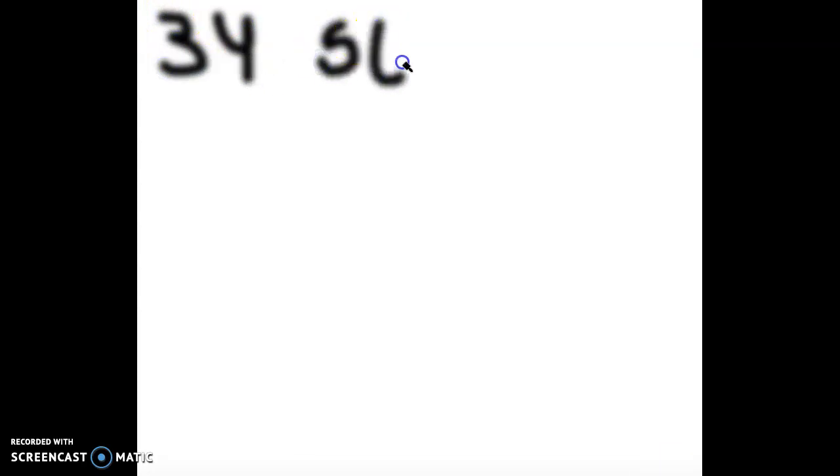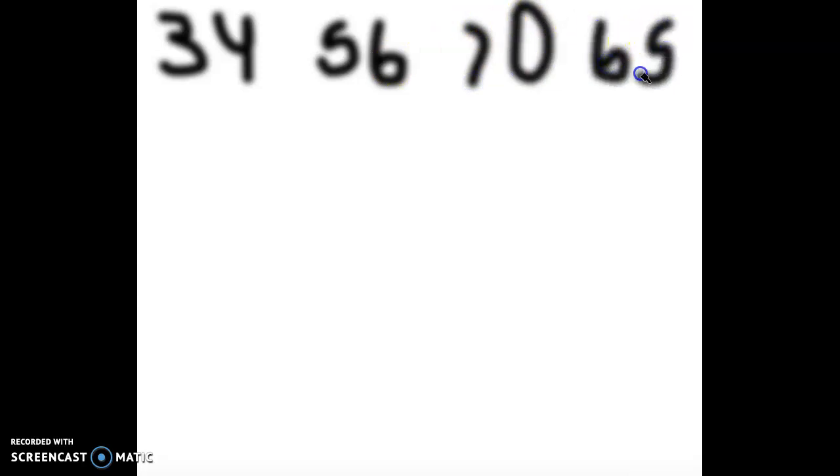As we're moving through, next we are going to identify relevant information. Our relevant information is that the first child had 34 pieces of candy. The next had 56. The third had 70. The fourth had 65. And the last had 55.